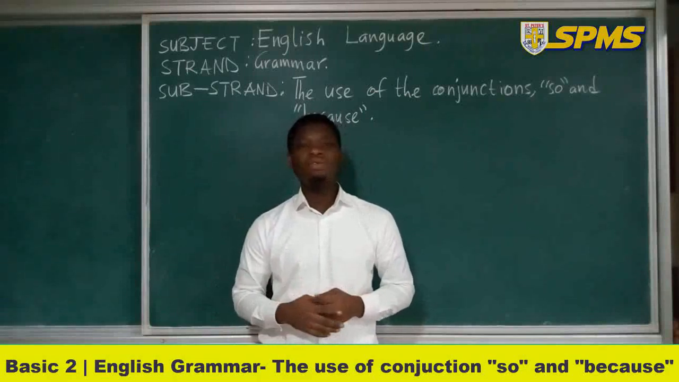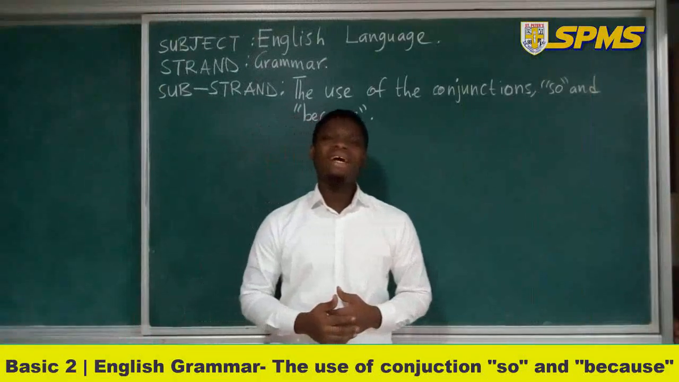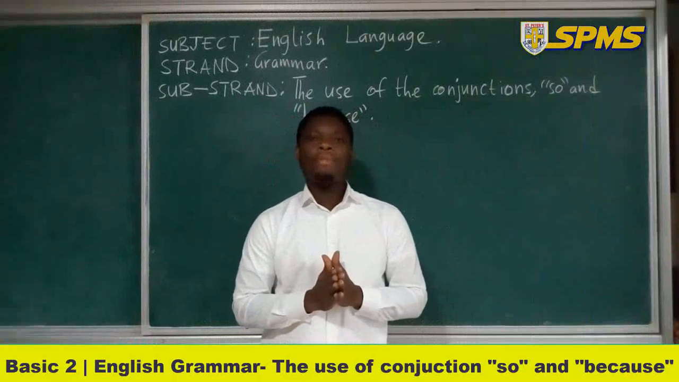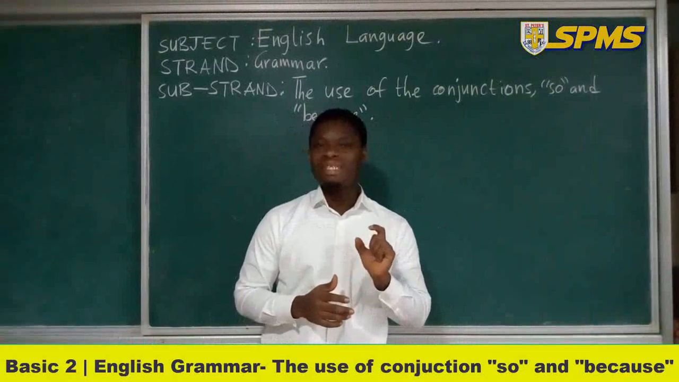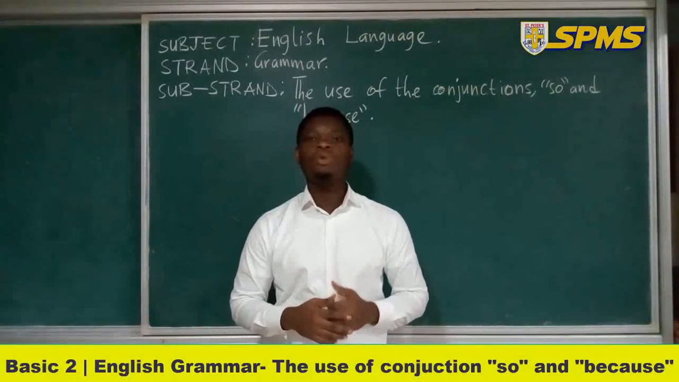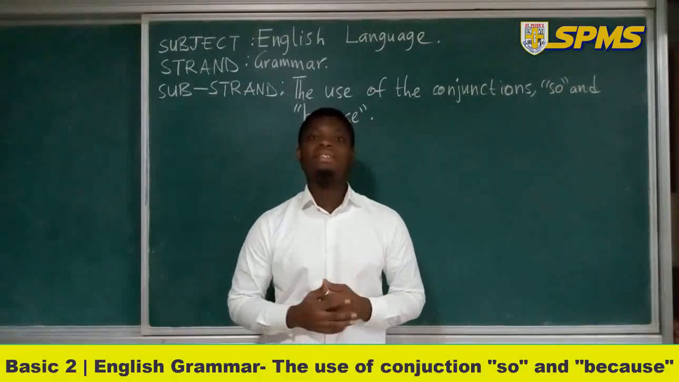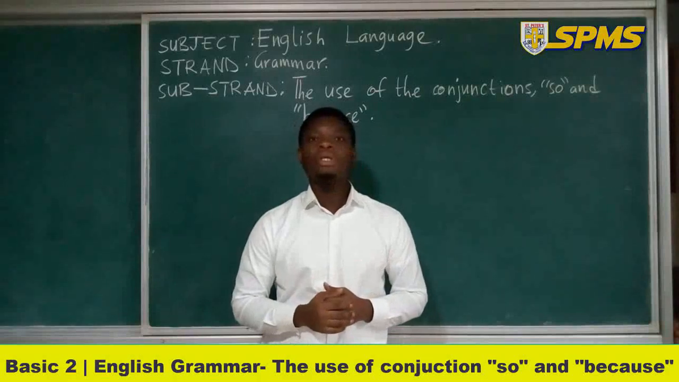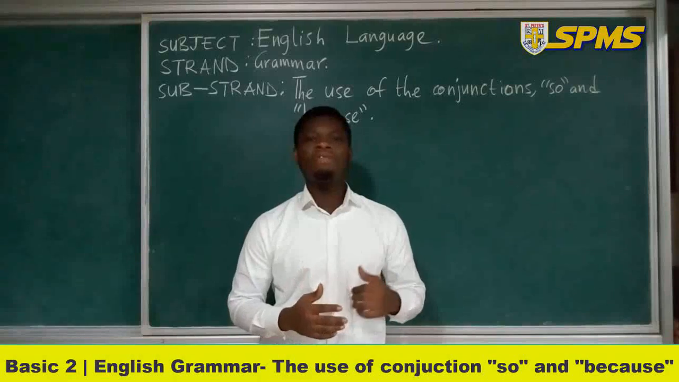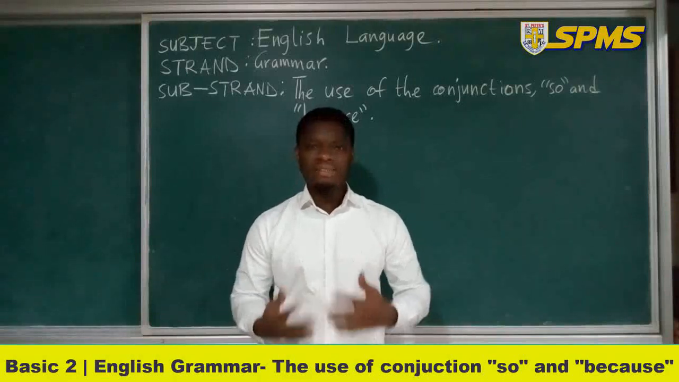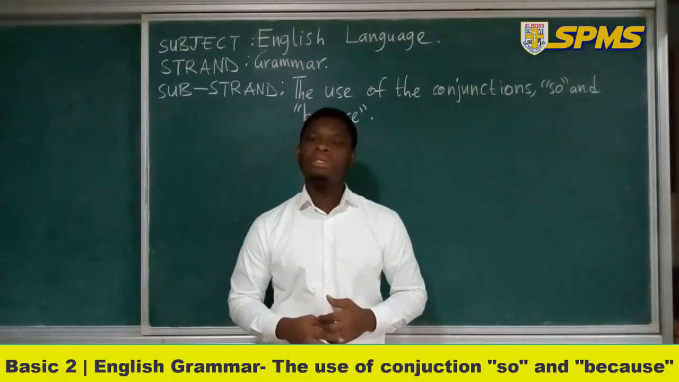Today I told you that we are going to look at the conjunctions so and because. So and because have a lot of similarities, but there's a slight difference between these two. We'll look at the similarities first, and then the differences. The similarities are that they both tell us the reasons for actions that people perform, the reason why people perform certain actions.